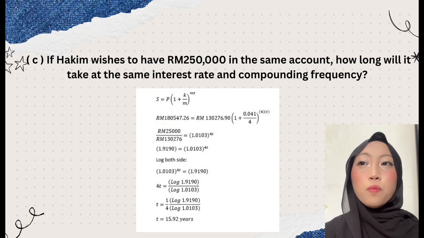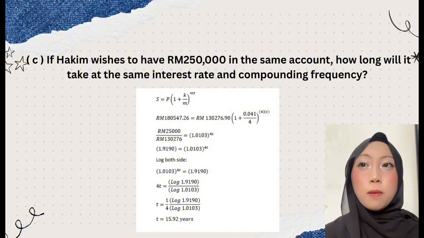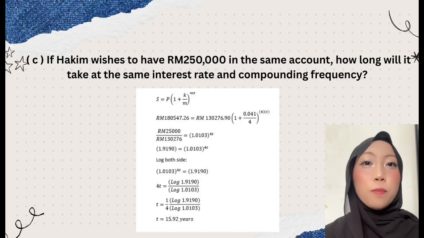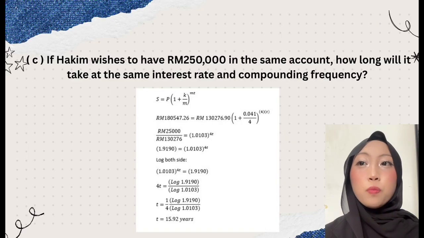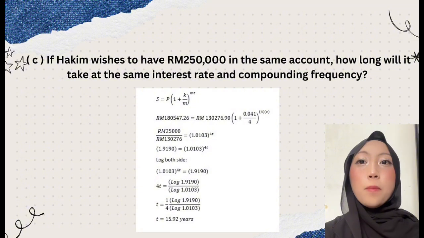We also can simplify it. The division results in approximately 1.9190 and the growth factor per quarter becomes 1.0103. Therefore, we get the equation 1.9190 equals (1.0103)^(4t).